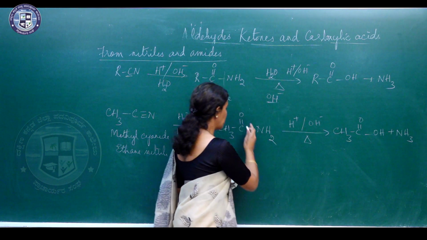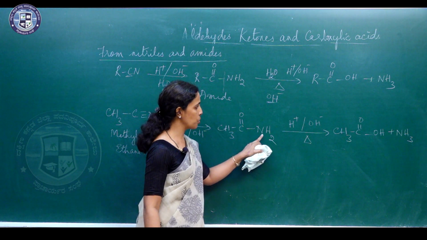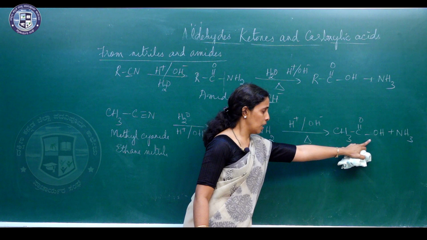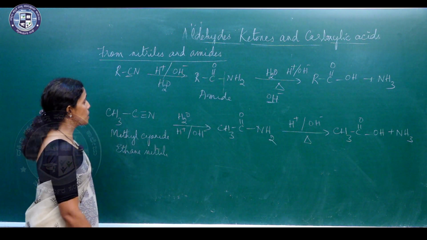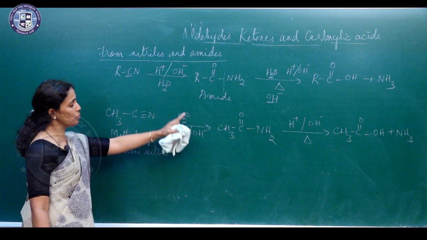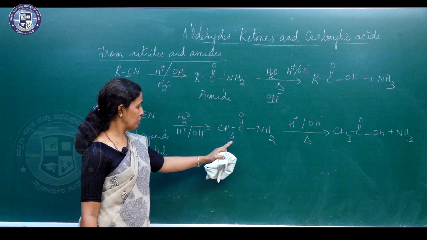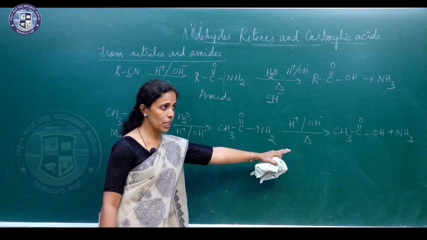So, the product will be CH3 C double bond O OH along with the formation of ammonia. Again this bond is going to cleave here, the OH group will link to this carbon atom and the hydrogen atom will link to this nitrogen atom. So, you get carboxylic acid along with ammonia. So, next is from amides. We have seen the reaction here. First the nitriles are converted into amides and then amides are converted into carboxylic acids.